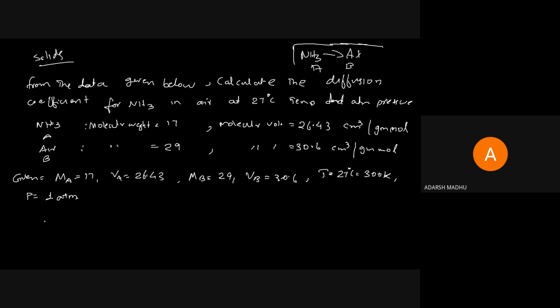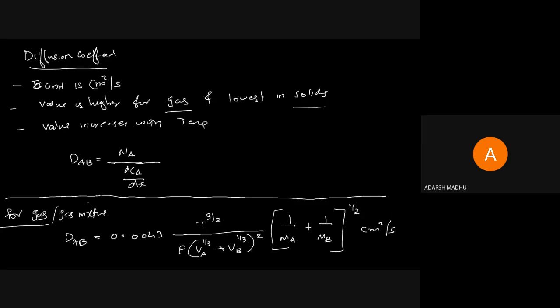Okay, so diffusion coefficient DAB for gases. NH3 is a gas, or gaseous mixture, gas in air. So both are gas or gas mixture. So we can use the first equation, that is in the case of gas and gas mixture: 0.0043 T raised to 3 by 2 divided by P of VA raised to 1 by 3 plus VB raised to 1 by 3 whole square, into 1 by MA plus 1 by MB all raised to 1 by 2. That is root of 1 by MA plus 1 by MB, that is root of 1 by 17 plus 1 by 29.